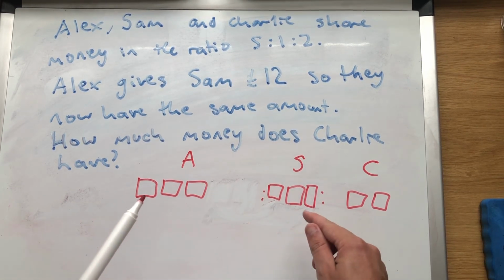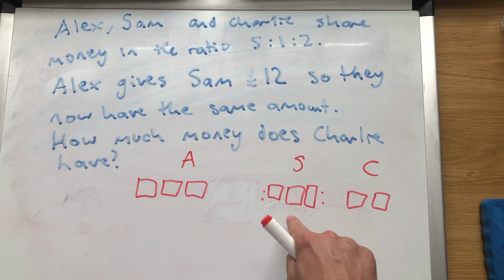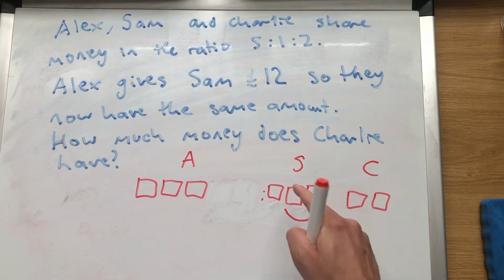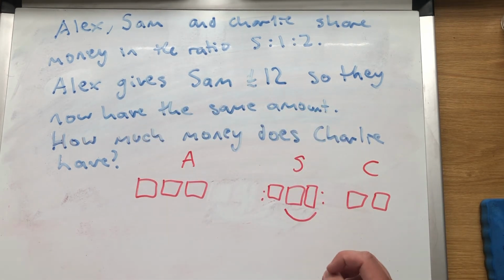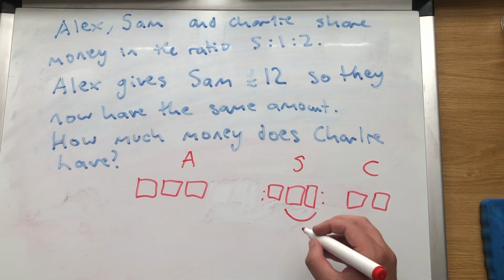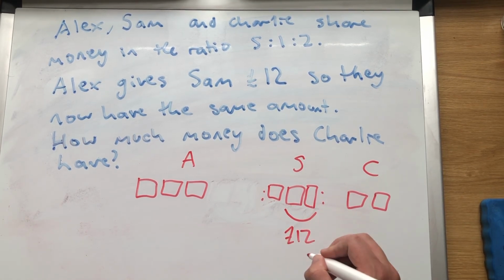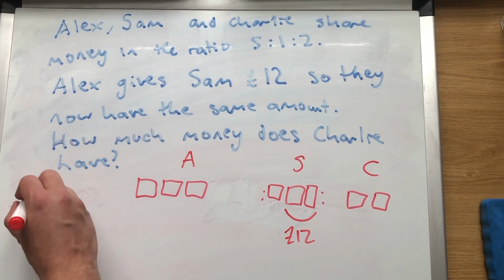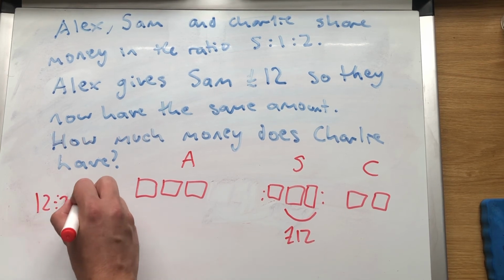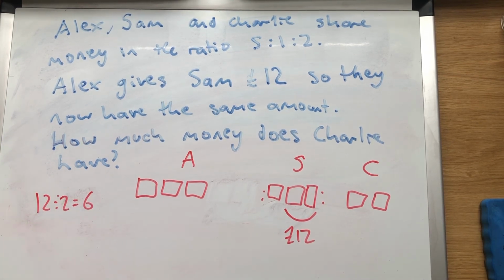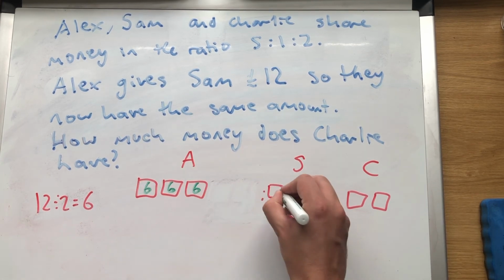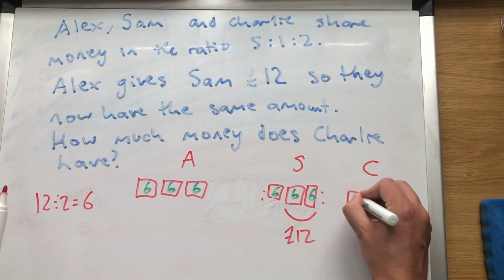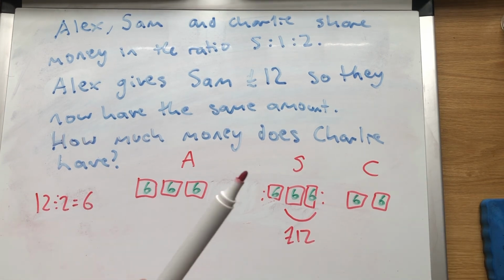That's equal. They now have the same amount. So how many boxes were given over? 2 boxes were given over. And for 2 boxes, Alex gives Sam £12. So to find out how much 1 box is, 12 divided by 2 equals 6. So 1 box is 6.